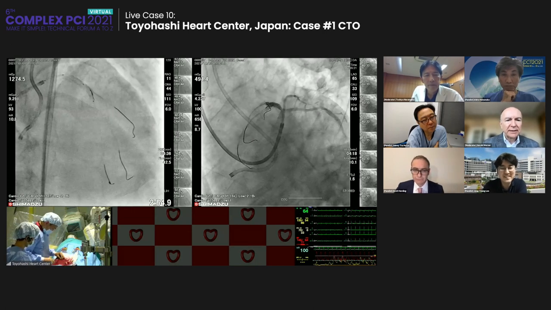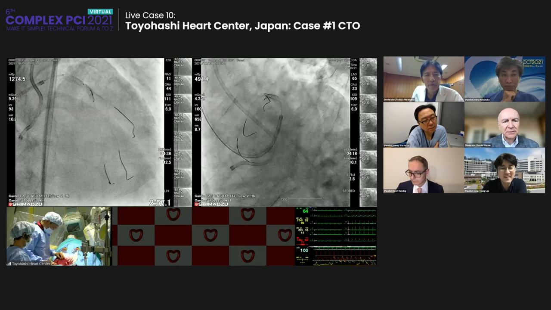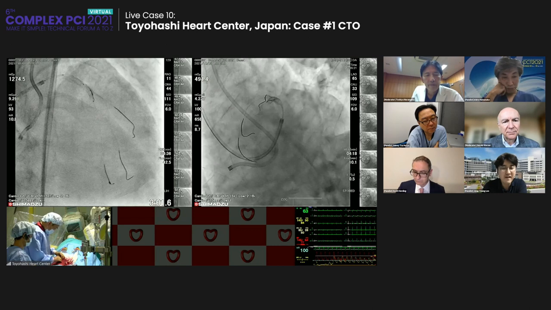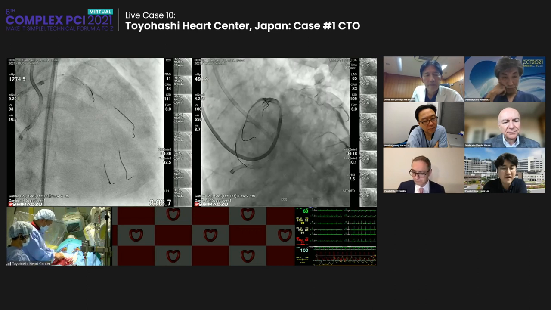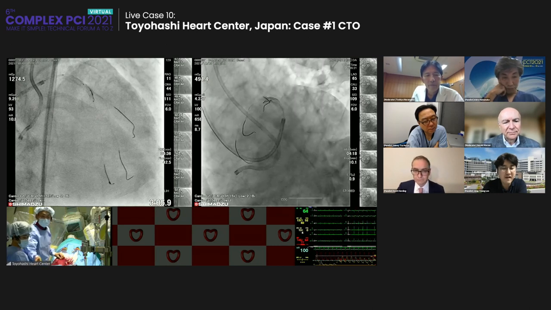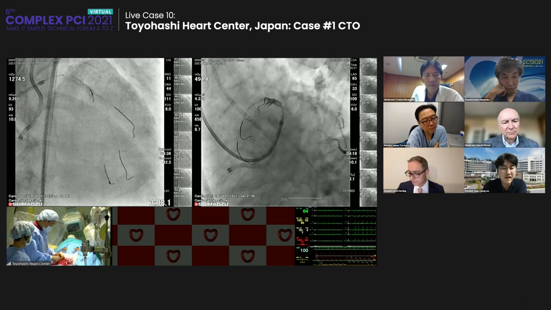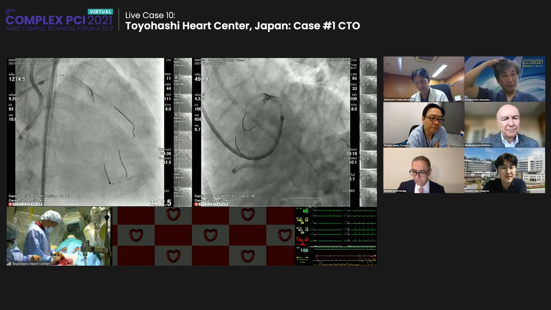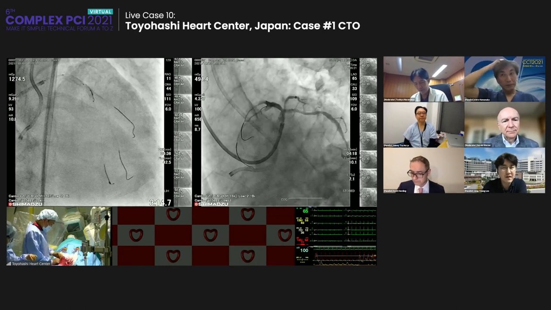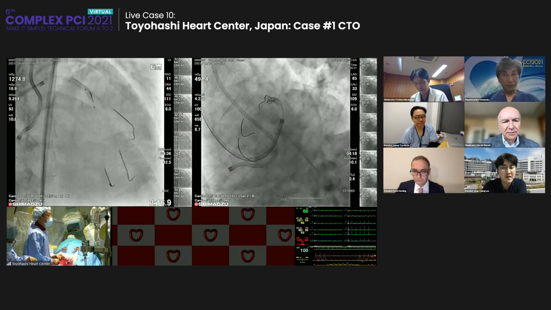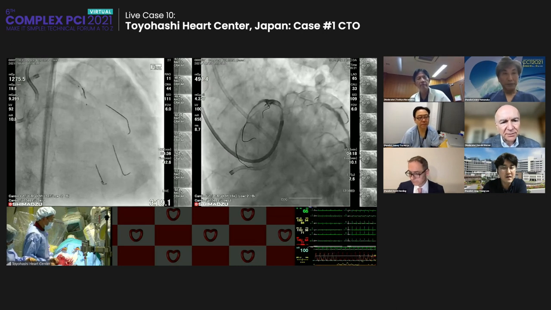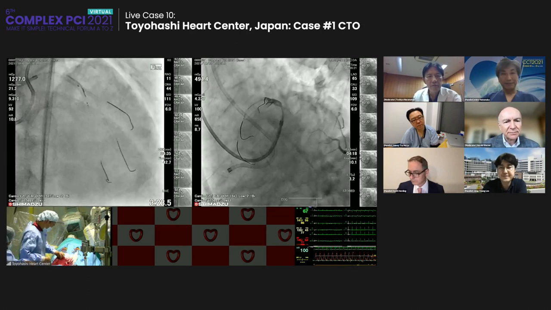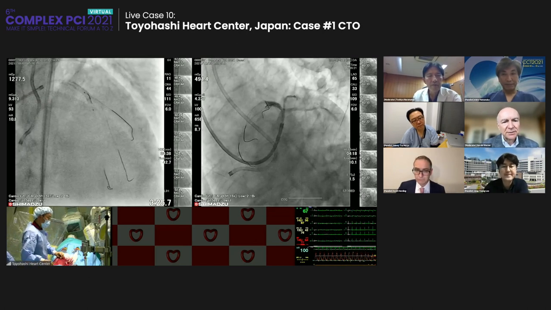Did you already dilate the access to the diagonal with the small balloon? No. But this is just a 2.5. I guess the balloon can be closed, but not possible. So I used a 1.5. Now imagine with the long overlap that it's rather tight, and then we have all the other struts there in the way. A lot of resistance.